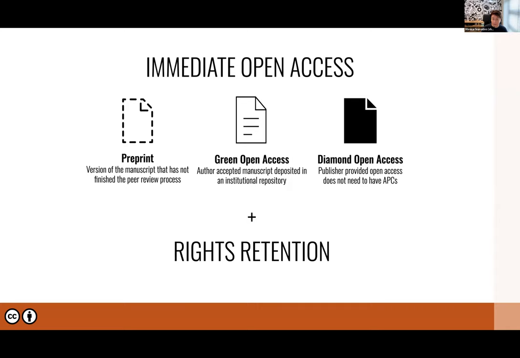Green open access, that is being used a lot presently, where you're putting your manuscript, formatted or sometimes unformatted, but it has gone through the peer review process, into a repository. Here, we're really talking about how do we make sure that it's the author accepted manuscript and that there is no embargo. Using tools like rights retention, keeping hold of your copyright so that you can take your product, your intellectual property, and put it into a repository as soon as it is accepted.